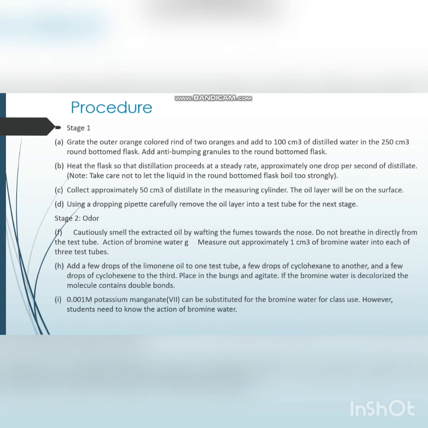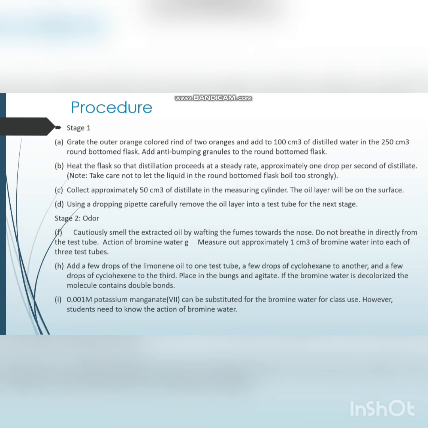Note: take care not to let the liquid in the round bottom flask boil too strongly. Collect approximately 50 cm³ of distillate in a measuring cylinder. The oil layer will be on the surface. Using a dropping pipette, carefully remove the oil layer into a test tube for the next stage.